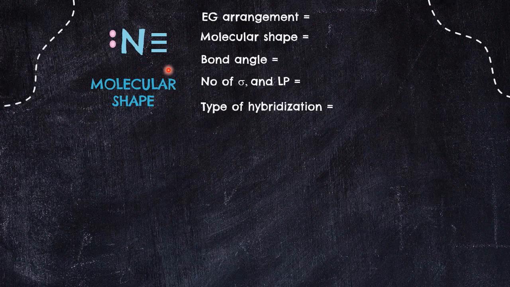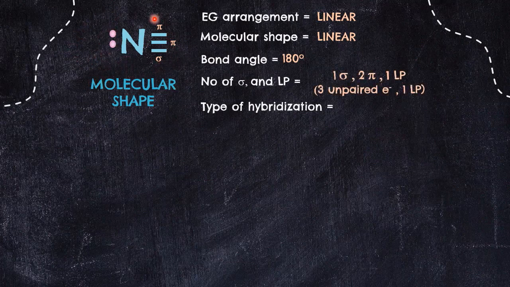Nitrogen with 2 electron groups consists of 1 bonding pair from the triple bond and 1 lone pair. Hence, the electron group arrangement and molecular shape will be the same, which is linear with a bond angle of 180 degrees. So from this structure, we could see we have a triple bond and a lone pair. The first bond is considered sigma, and the second and third will be pi, while the lone pair is still a lone pair. So we have 1 sigma, 2 pi, and 1 lone pair around the nitrogen atom, contributing 3 unpaired electrons and 1 lone pair. For the hybridized orbital, we are going to take this 1 sigma and 1 lone pair and combine them to get a new hybrid orbital of sp, while these 2 pi electrons will be left unhybridized, just like in carbon just now.